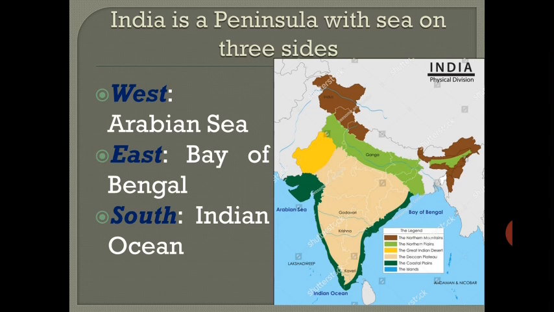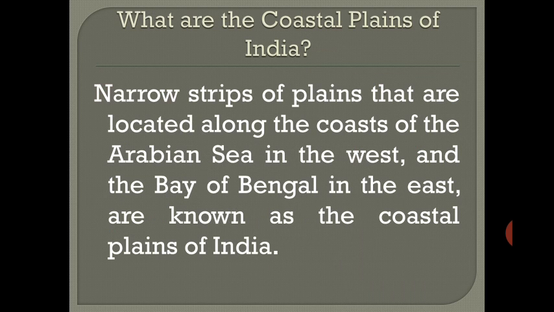Next, we can see here India, a peninsula with sea on three sides. So one side is here, second side and three sides. First, in the west, is the Arabian Sea. Look at this, this is the Arabian Sea, and the second side, in the east, is the Bay of Bengal. Look at this, the Bay of Bengal, and next is the south, the Indian Ocean. Look at this.